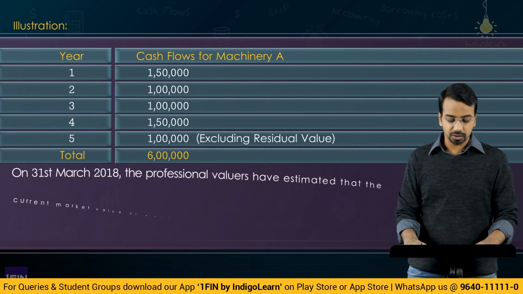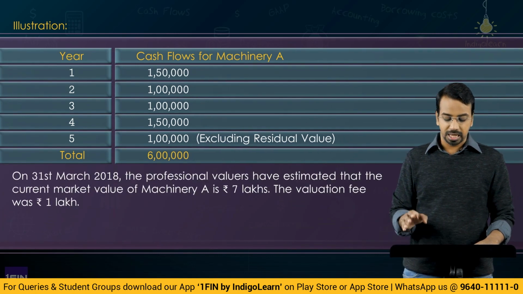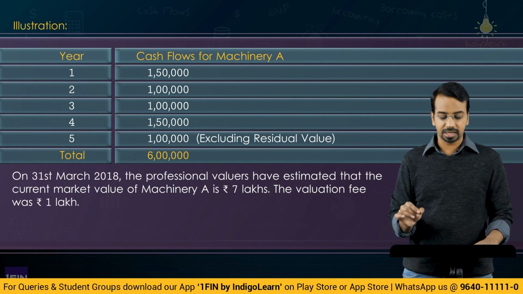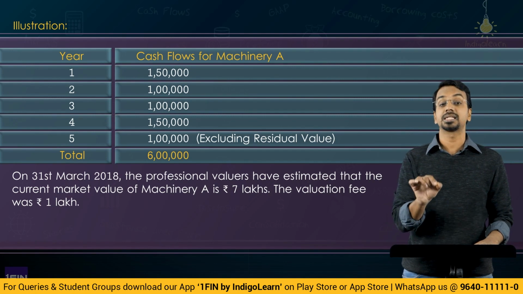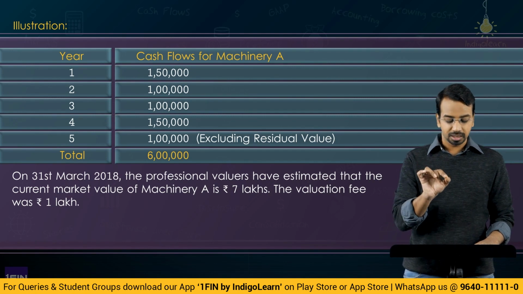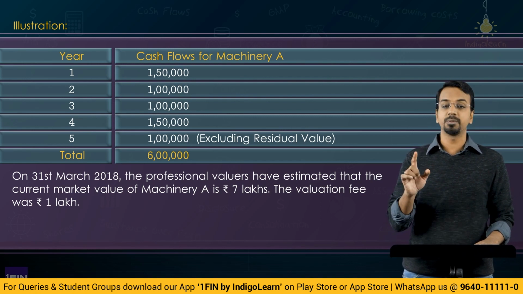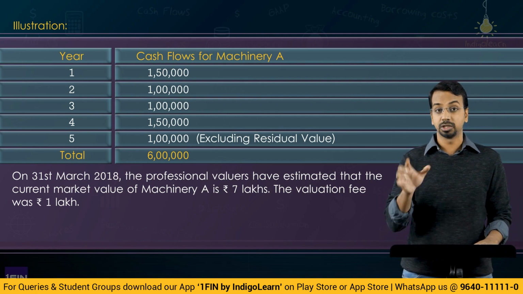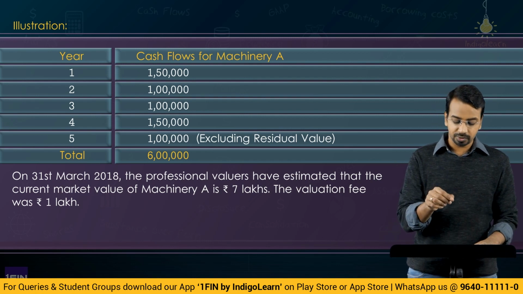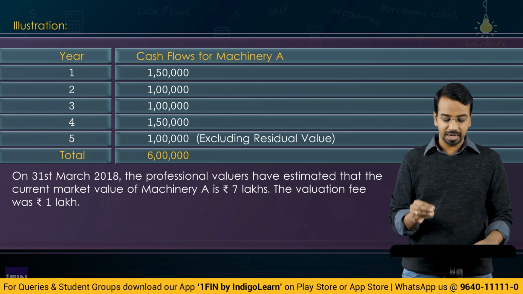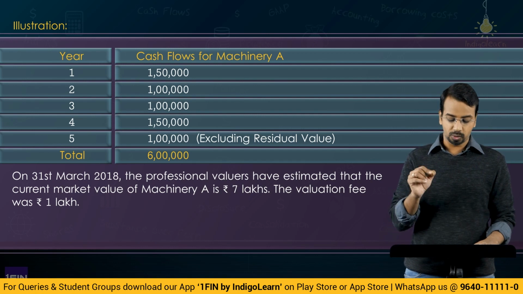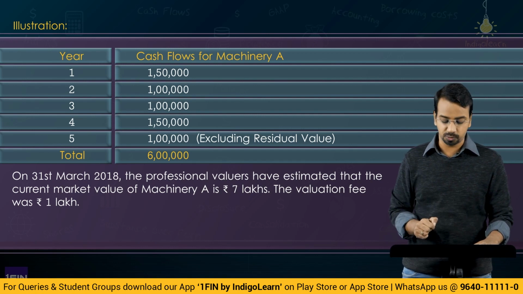On 31st March of 18, the professional valuers have estimated that the current market value of machinery A is 7 lakhs. So, for only A, the current market value is 7 lakhs on 31st of March of 2018. When did we purchase? 1st of April of 2013. So, after 5 years, the current market value is estimated to be 7 lakhs. Valuation fee is 1 lakh. So, whatever they have charged for valuation is 1 lakh.